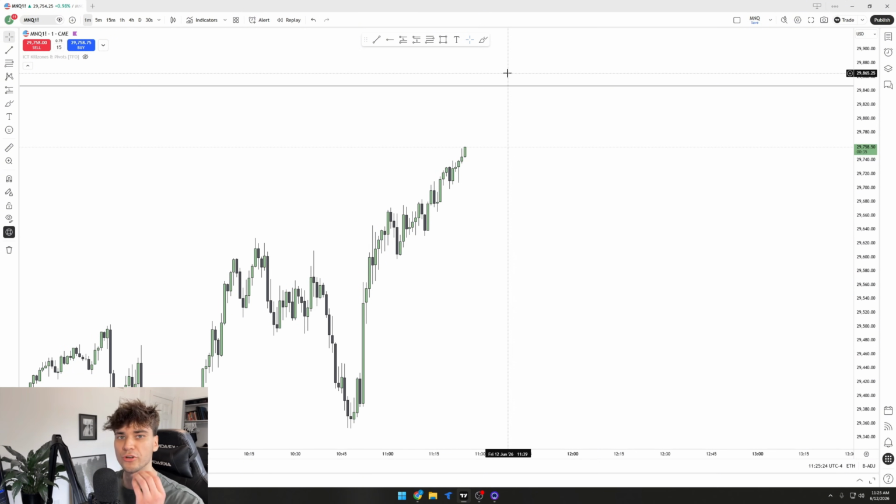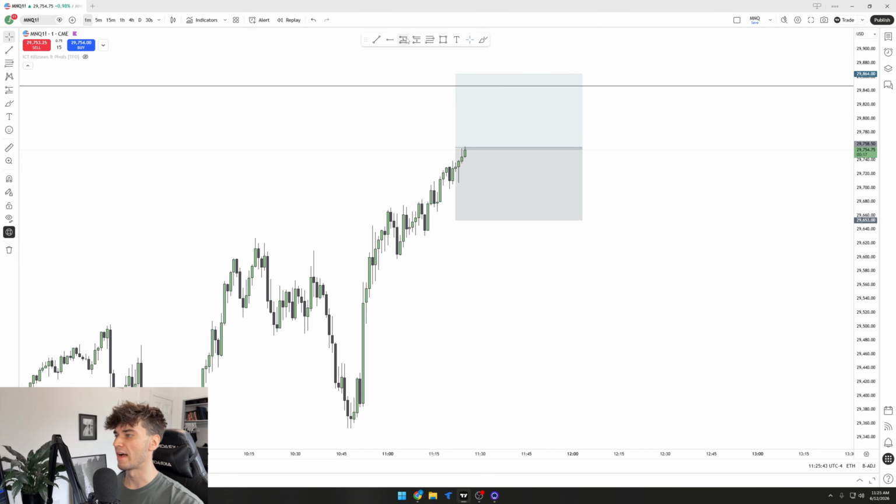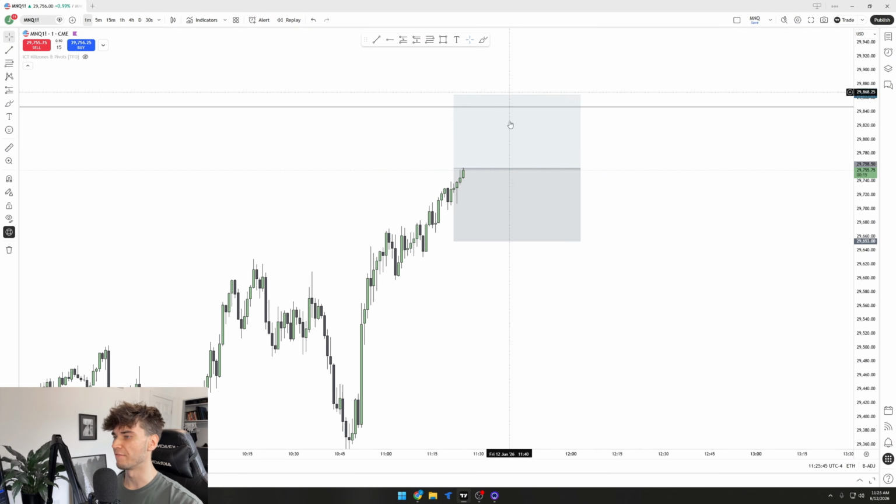All right, so now I'm going to show you how to use the position tool. This is going to be super handy to know how many contracts you want to use in order to risk a certain amount. So let's say we're going long here, right? If you click this position tool, which you can find on the side here, you just click either long or short. So we want to have the long position tool set if we're going to be going long.